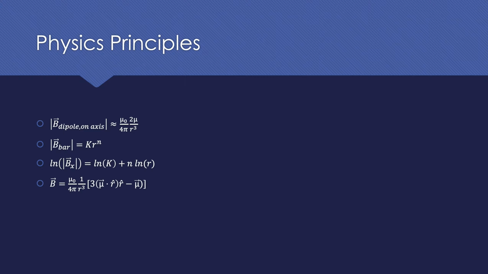First, we'll go over some important physics principles. The magnitude of the magnetic field of a dipole on axis is approximately mu naught over 4 pi times 2 mu over r cubed. The magnitude of the magnetic field of a bar magnet is k r to the n, where k is a combination of constants and other parameters, and n is the distance dependence value.